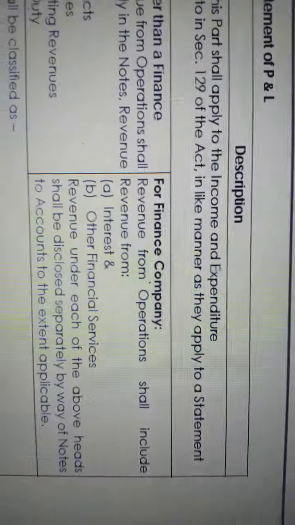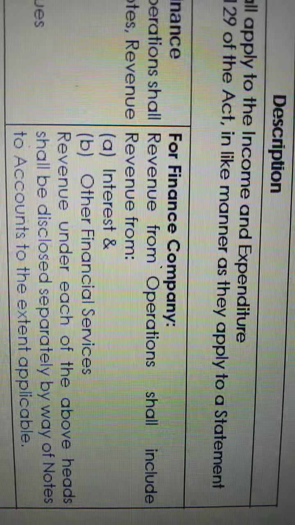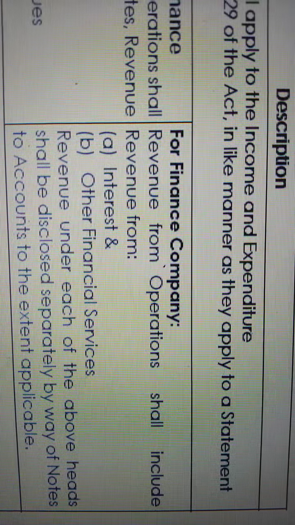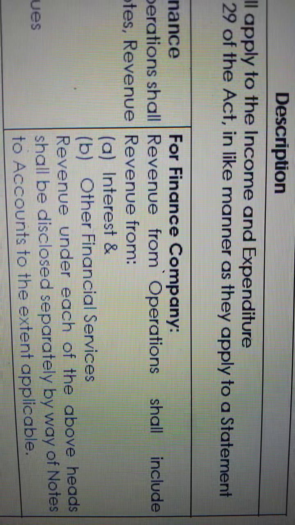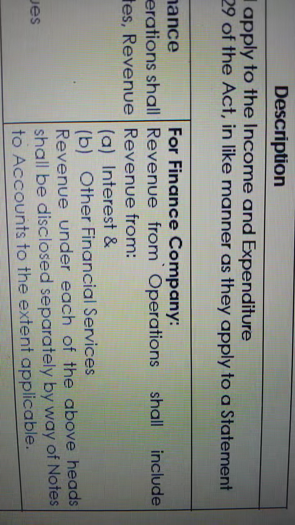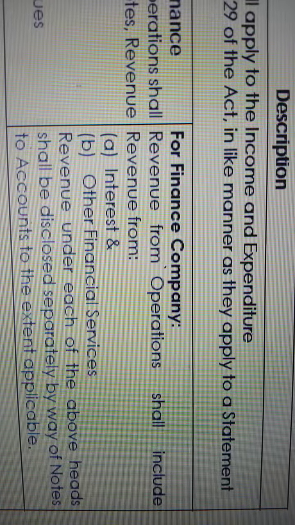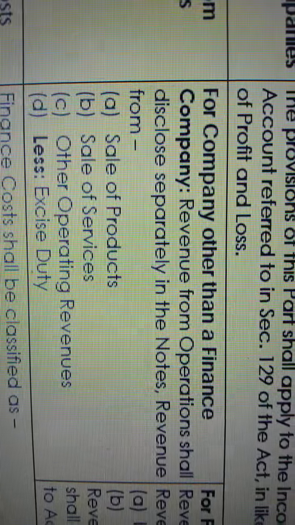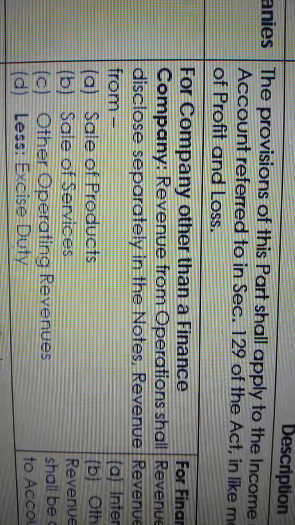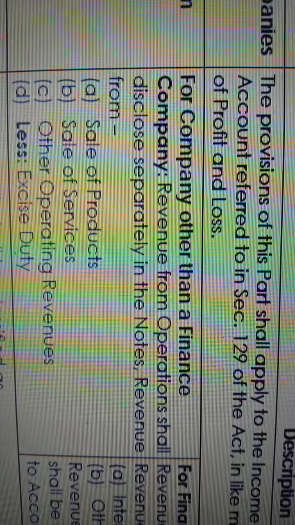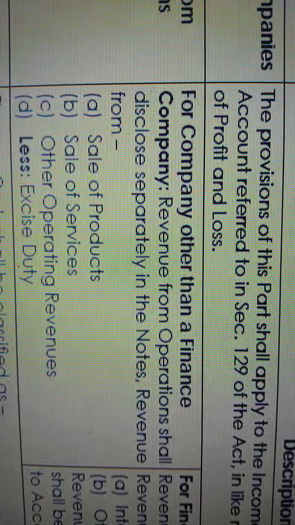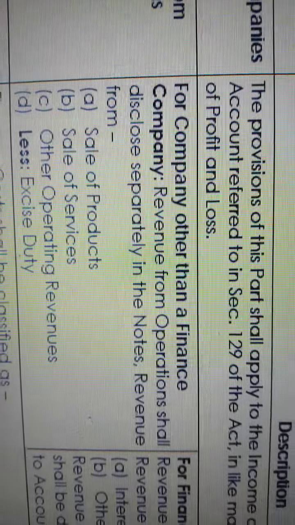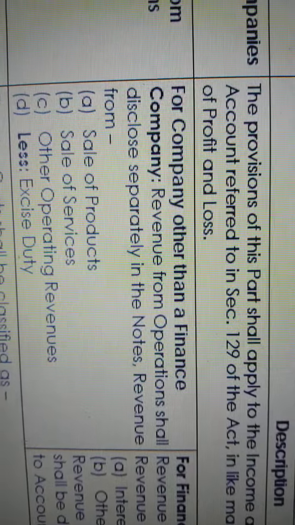So if I am running a finance company, what should be my revenue from operations? My major income is interest income, because my business is a finance company. Revenue from interest and financial services should be my major income. But in the case of a general company other than a finance company, my interest income is not my revenue from operations. It is other income, because my business is not finance; I am doing some other business.